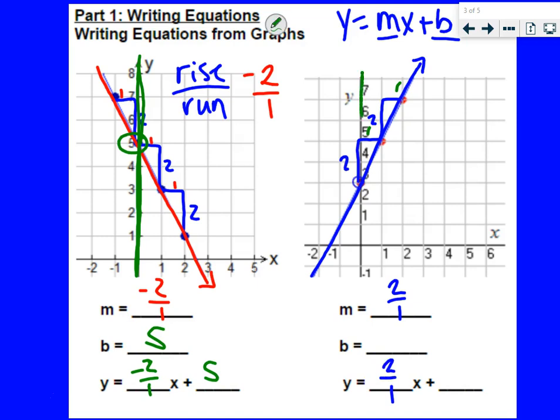Y-intercept, where do we cross the y-axis? We cross it right here, kind of hiding the number, but it's at 3. We can always count the lines. 3 lines up. So we have y equals 2 over 1x plus 3 for our equation.